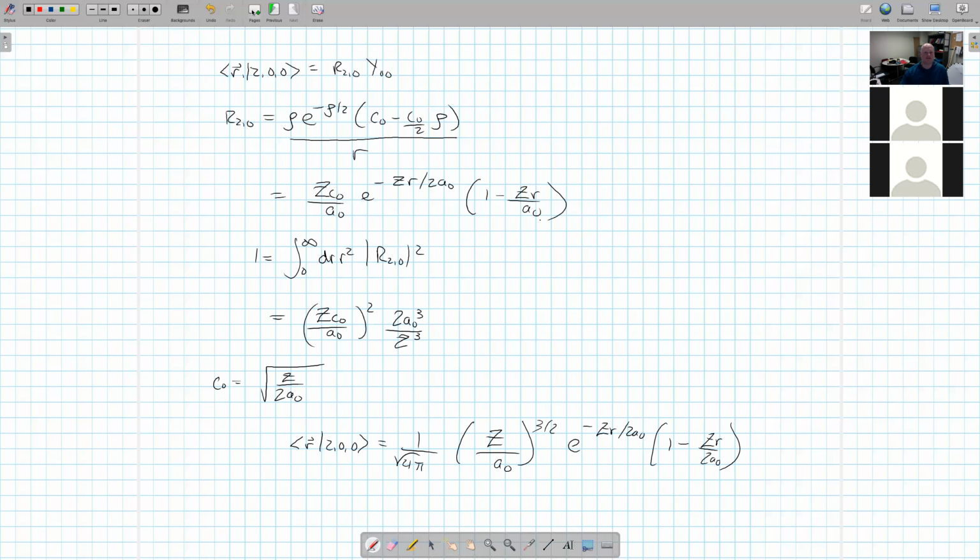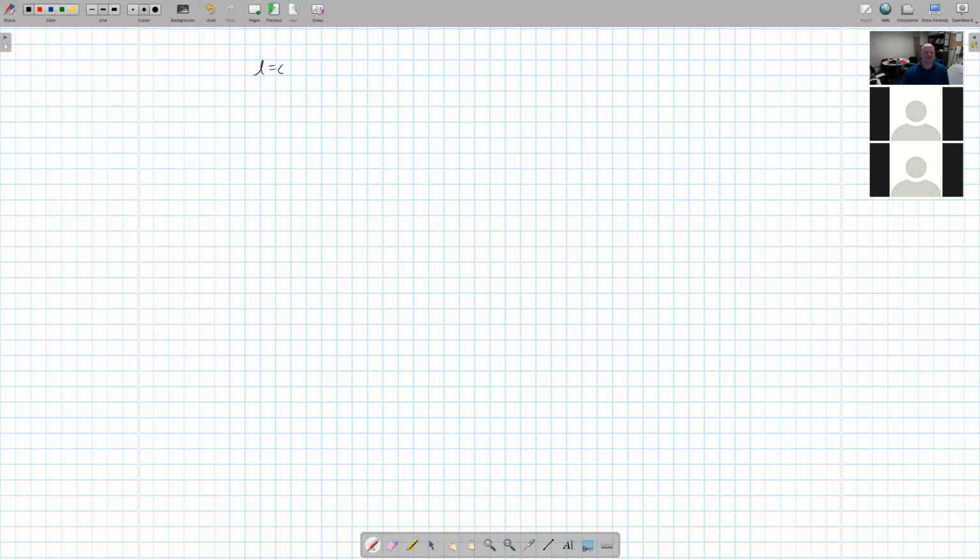The next one we can have is when L is equal to 1. L is equal to 1. That means M is equal to -1, 0, or 1.